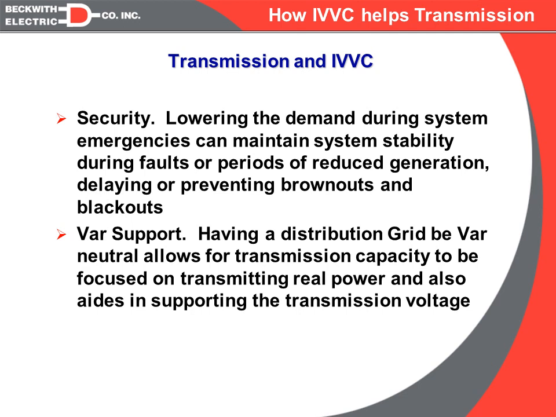This saving of VAR flows then allows for more real power to flow through those same transmission lines. So if we can reduce the amount of VAR flow or become VAR neutral to the transmission grid at the distribution grid level, then we can focus on transmitting more real power through the transmission lines.